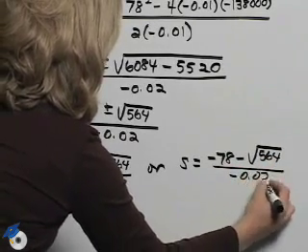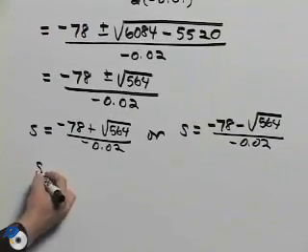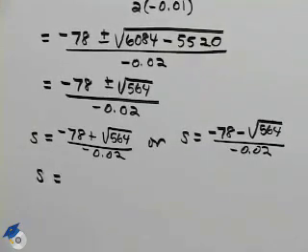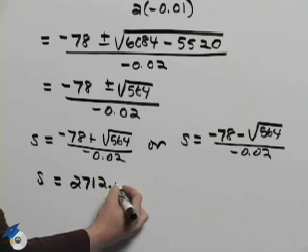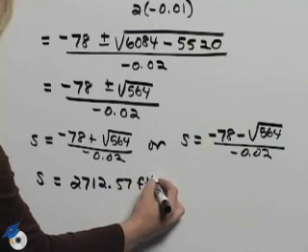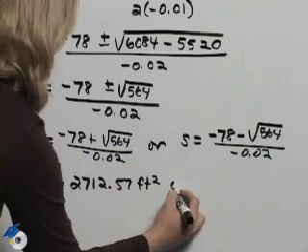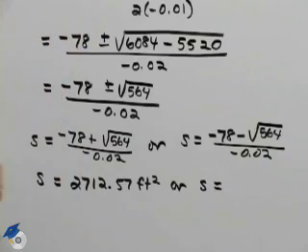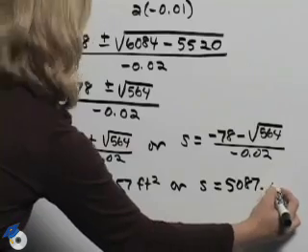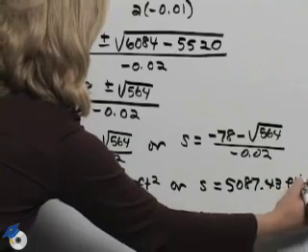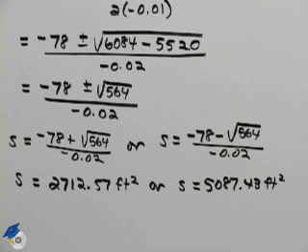We can use a calculator to evaluate each of those, so the first evaluation would be S equal to 2,712.57 square feet, or the other answer would be 5,087.43 square feet. Now, if you remember at the beginning of the problem, we said that S has to be between 1,300 and 3,900.